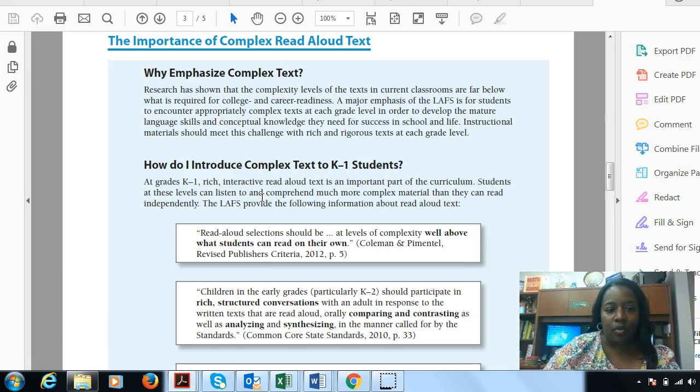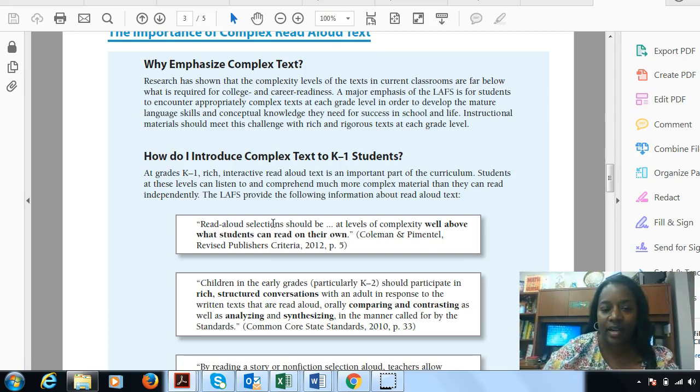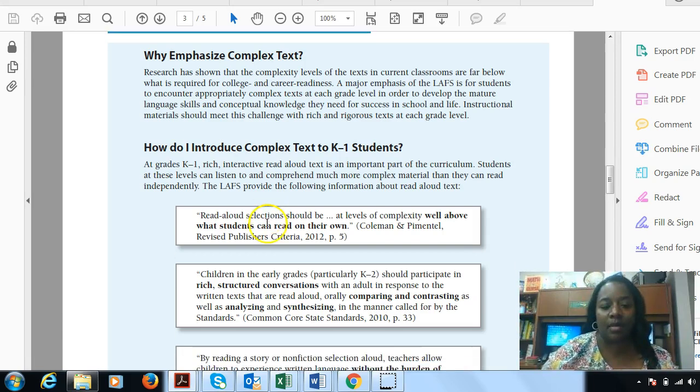What you have to understand is in kindergarten and first grade, as it says right here, rich interactive read-aloud text is an important part of the curriculum. Students at these levels can listen and comprehend much more complex material than they can read independently. So there is no need right now for them to interact because, trust me, ask the teachers in the higher grades, they do need to learn how to sit and listen. It's okay. Make them sit down and listen. No interaction right now because the interaction is going to come a little bit later.